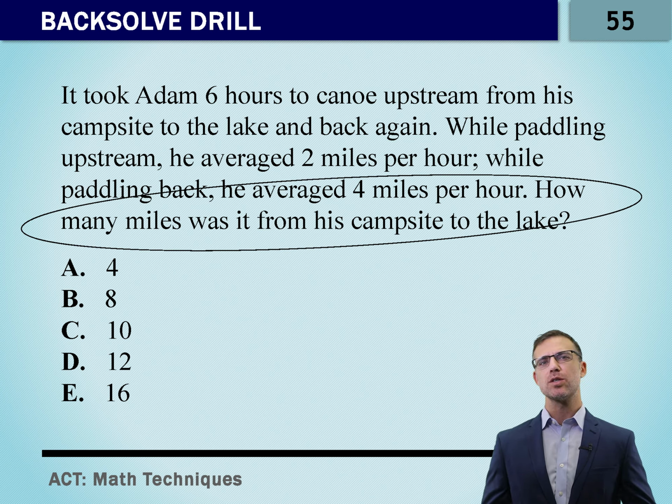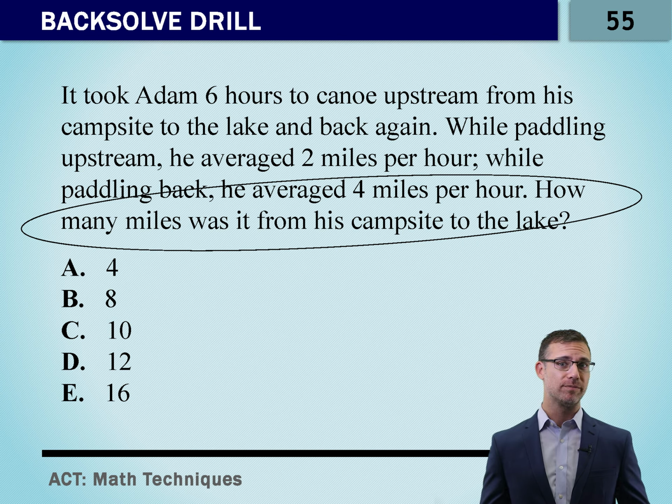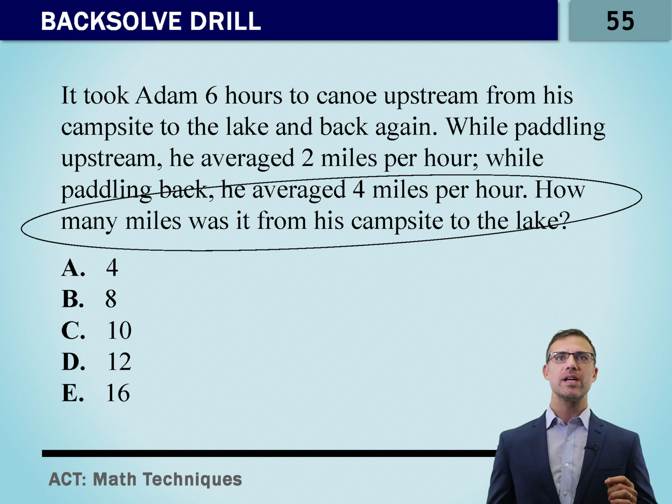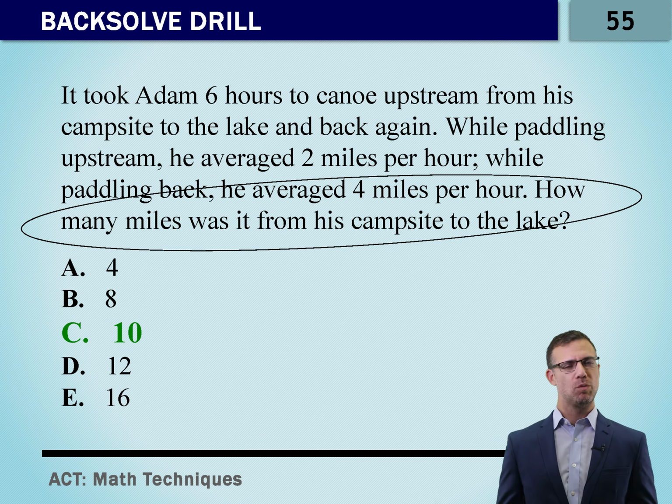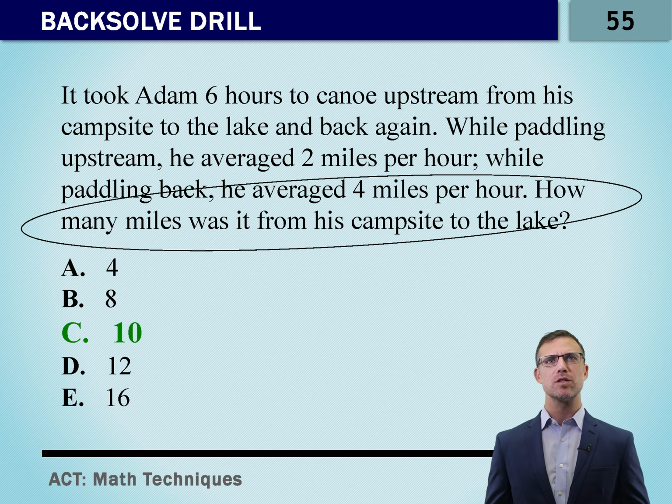This can be challenging because we have two different rates, but this can be easy because we also have Backsolve. Let's test it out. We're going to say how many miles is it from the campsite to the lake? It's going to be 10 miles. Why? Because that's the middle number. Let's see how this plays out.